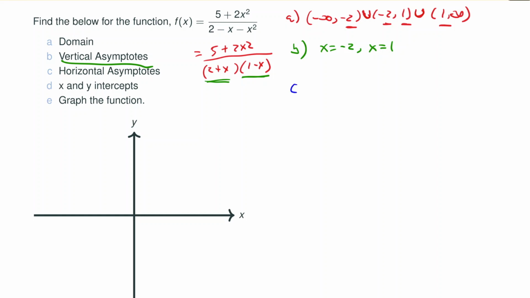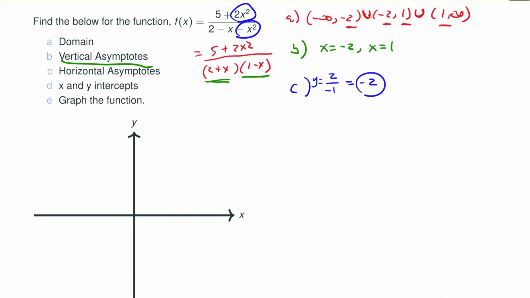Horizontal asymptotes. These two have the same degrees, right? These are the highest degrees, 2x squared and -x squared. They're the same degree. When they're the same degree, we divide the coefficients. So we have 2 over -1, which is -2. Right? So y equals -2 is the horizontal asymptote. When the degrees are the same, we divide the coefficient of the highest degree of the numerator by the coefficient of the highest degree of the denominator.